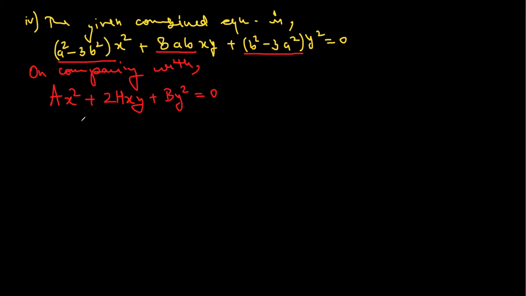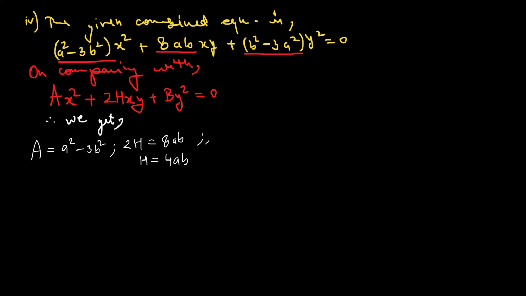Therefore, we get here A equals a square minus 3b square. 2H is 8ab. So what is H? H is 4ab. And then B is b square minus 3a square.